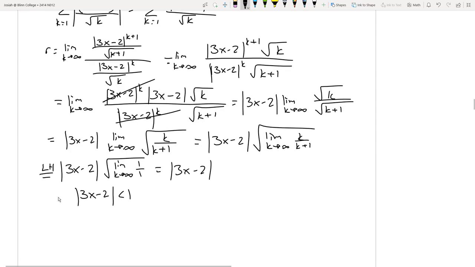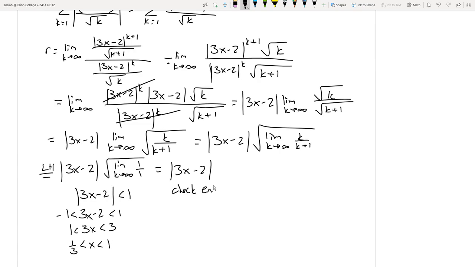Obviously, again, it's going to be greater than or equal to 0, guaranteed, since it does have that absolute value. So we'll go ahead and focus on this part of our inequality. 3x minus 2 is in between then negative 1 and 1. We add 2 to both sides. Divide by 3. We got 1/3 less than x less than 1. So that's going to be our interval of convergence is going to include 1/3 to 1. But we have to see what happens at 1/3, what happens at 1. So we check these endpoints.